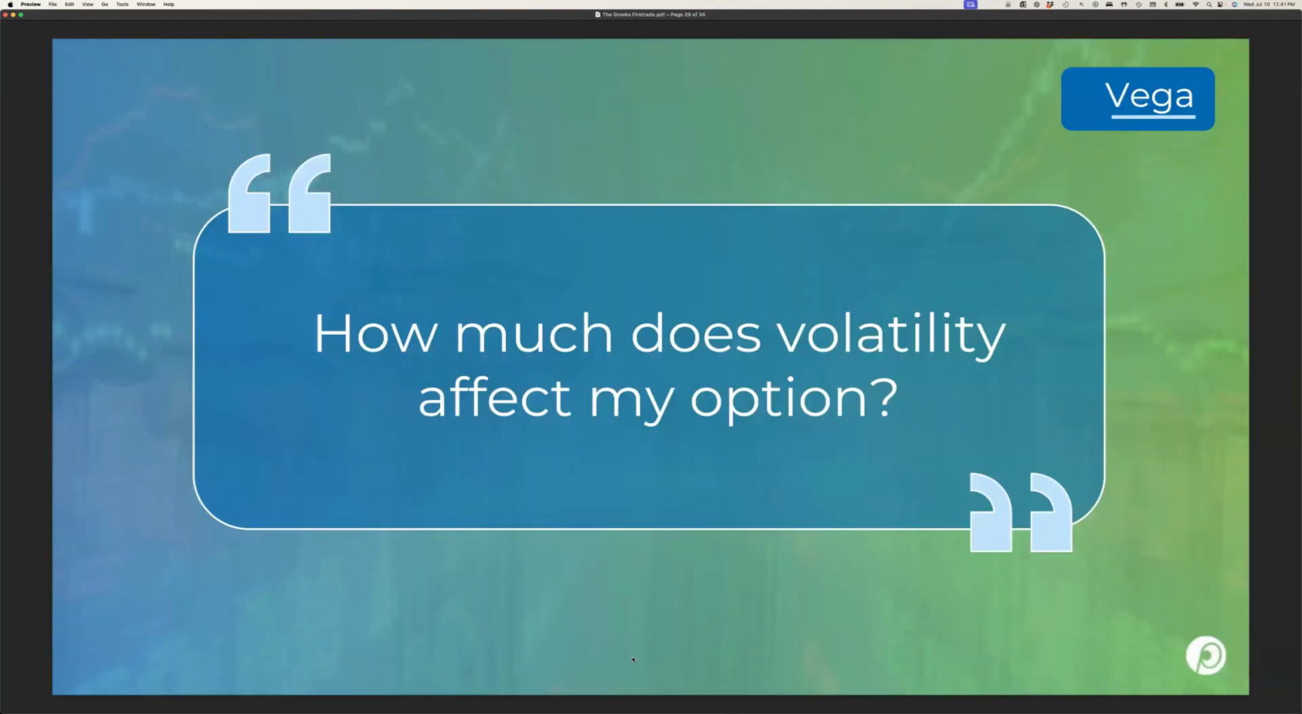So we talked about extrinsic value has two components, time value and implied volatility. So this is really where how much does volatility affect my option, specifically implied volatility? How much does the market expect future volatility to look like? How is that going to affect the value of my option?